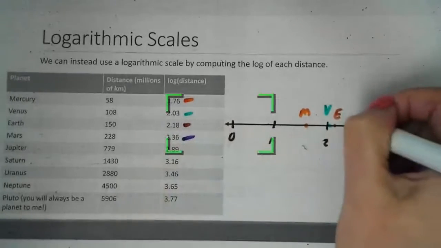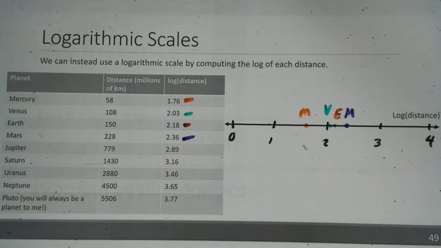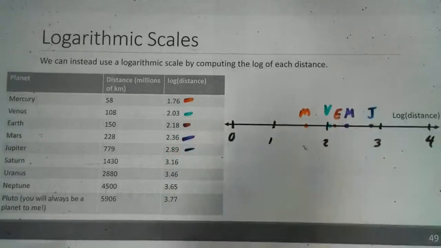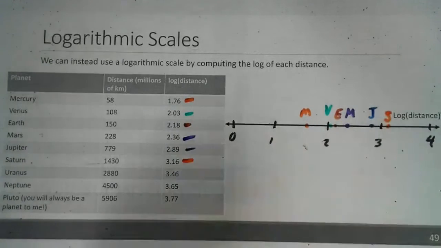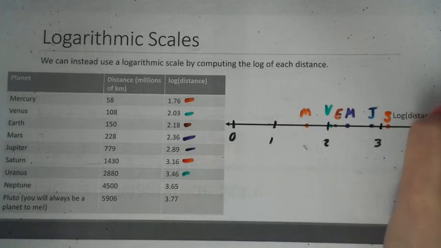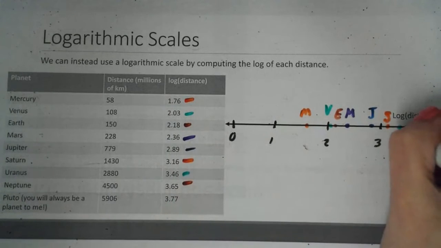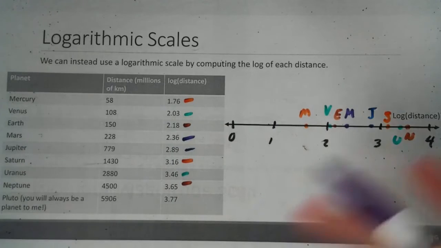Mars at 2.36. We have Jupiter at 2.89. We have Saturn at 3.16. We have Uranus at 3.46. We have Neptune at 3.65. And finally Pluto at 3.77.